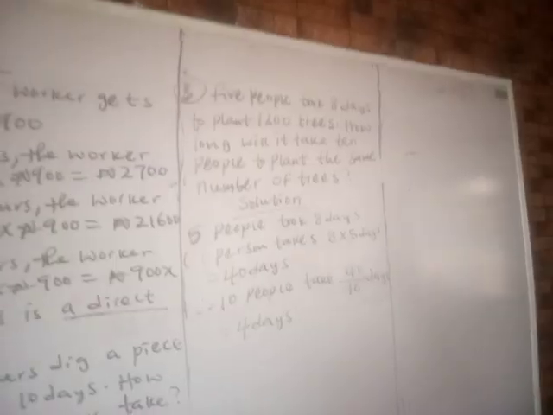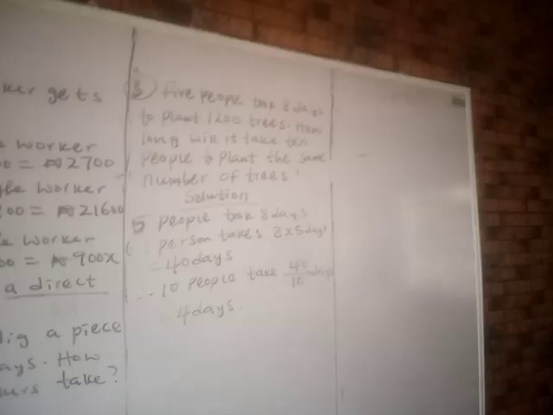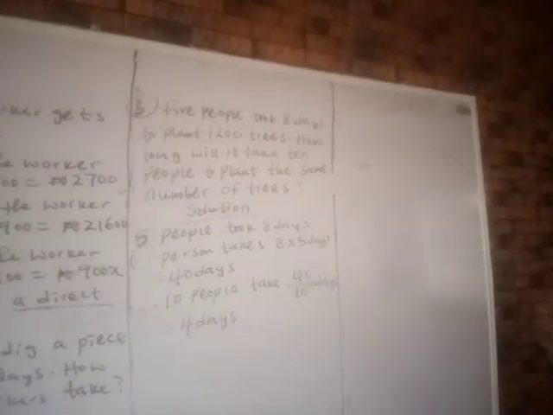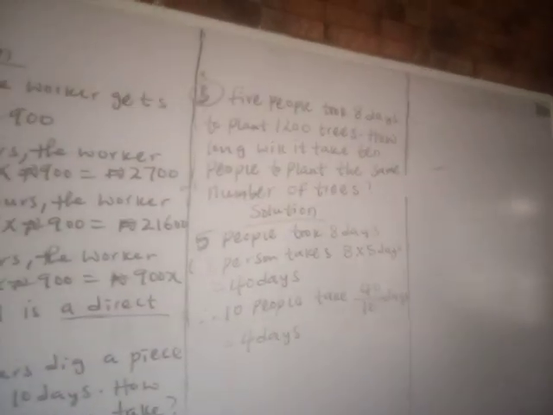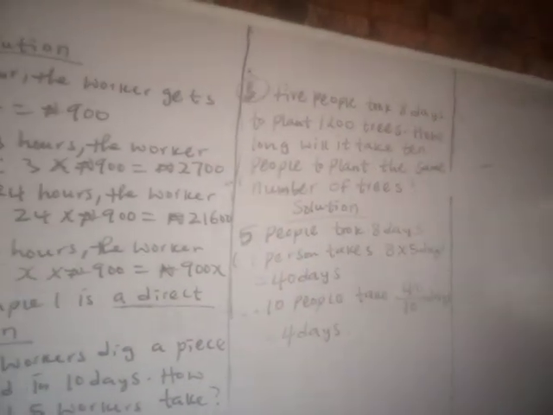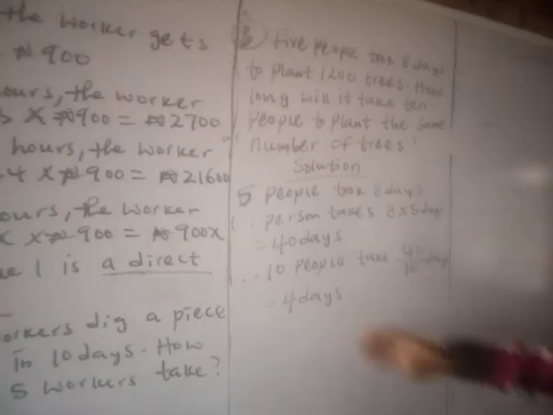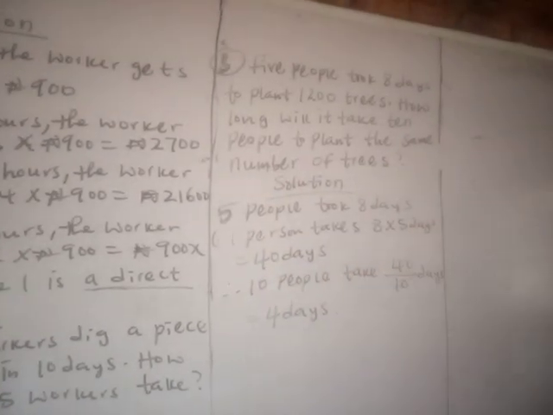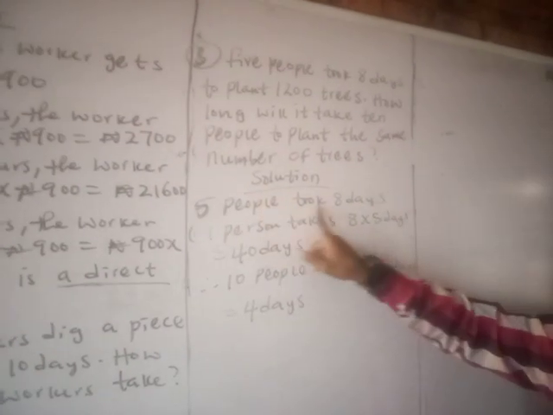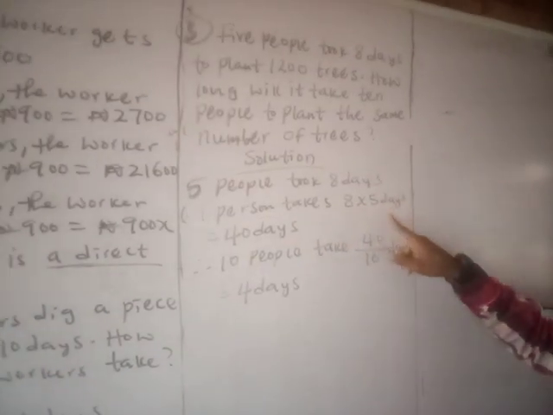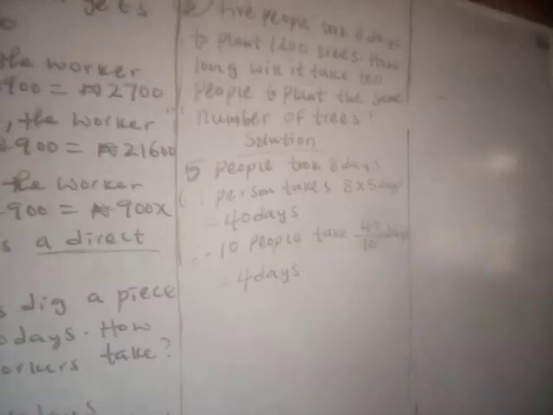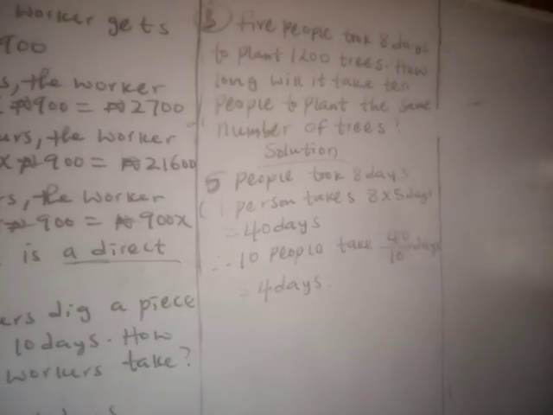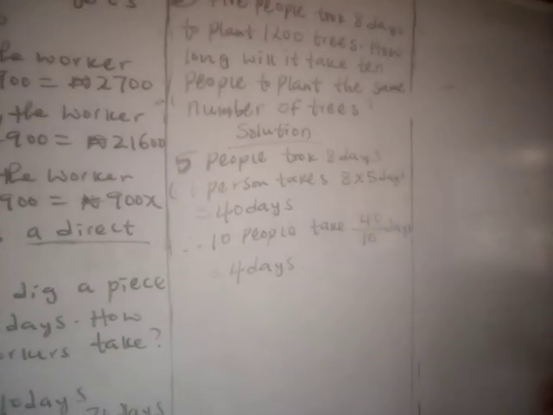Now look at the last example. 5 people took 8 days to plant 1,200 trees. How long will it take 10 people to plant the same number of trees? What will you do here? You will still do the same thing. 5 people took 8 days to plant, isn't it? So 1 person will take how many days? 8 times 5 days. That's 40 days. It will take 40 days for 1 person to do the work.